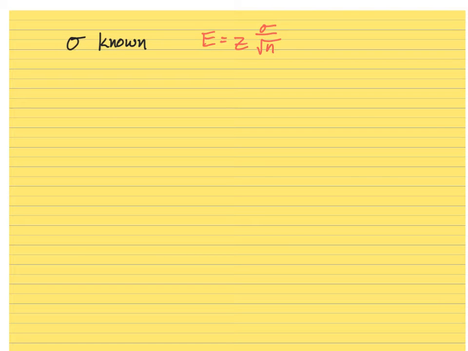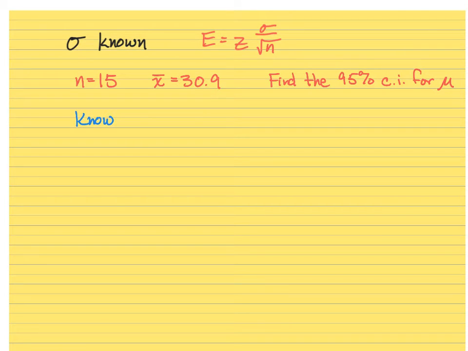So suppose we have this situation. We have n equals 15, so we have a sample of size 15, and these are birth weights. The average birth weight of our sample is 30.9. We want to find the 95% confidence interval estimate for mu. And let's suppose that, and this is the big one, we know that sigma equals 2.9.